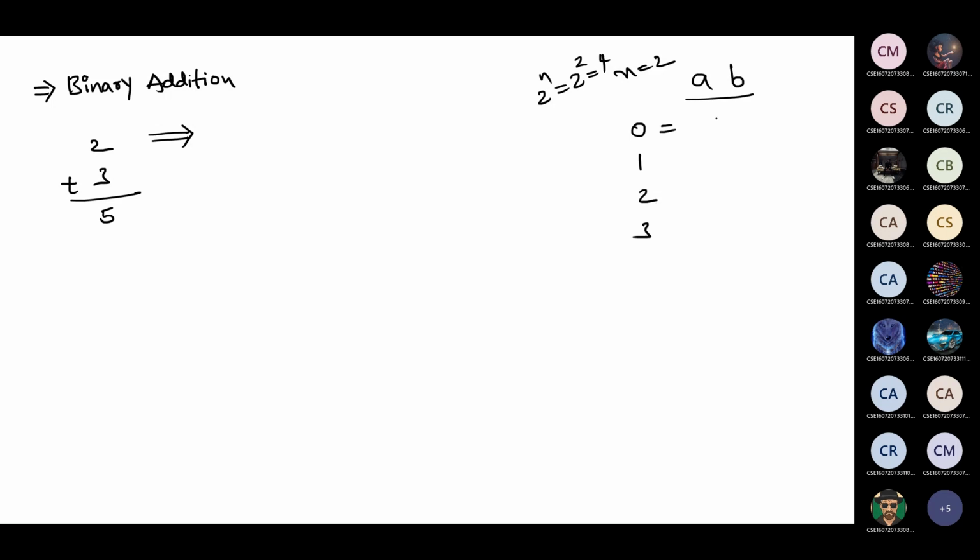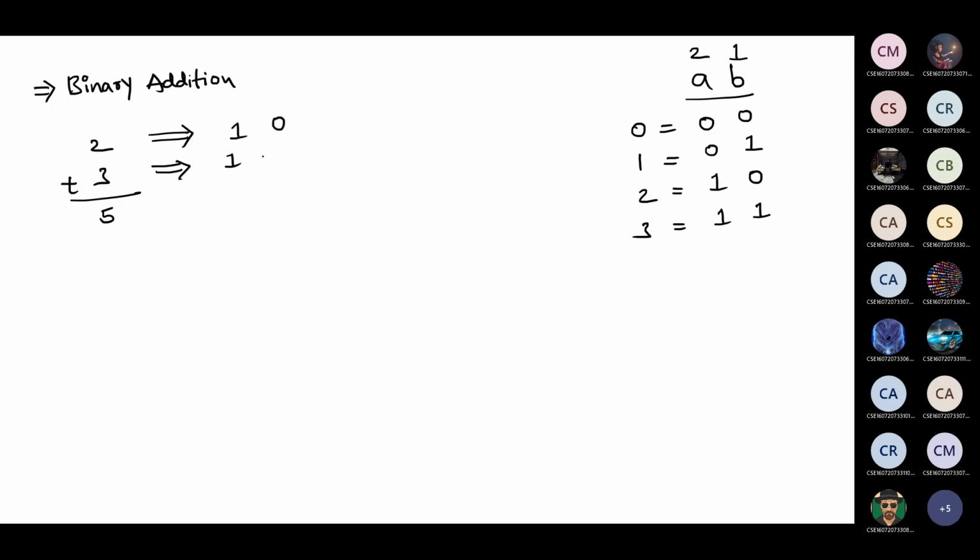So what is the equivalent of 0? 0 0. If you are getting confused, you can take it like this: 2 power 0 is 1, 2 power 1 is 2. So this is 0 0. If I want 1, it will be 0 1. If I want 2, this is 1 0. If I want 3, 1 1. So are 3 bits required for us, or are only 2 bits enough for this given problem? 2 are enough, sir. So 2 can be written as 1 0. 3 can be written as 1 1.